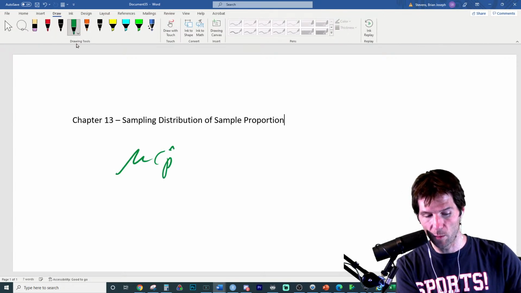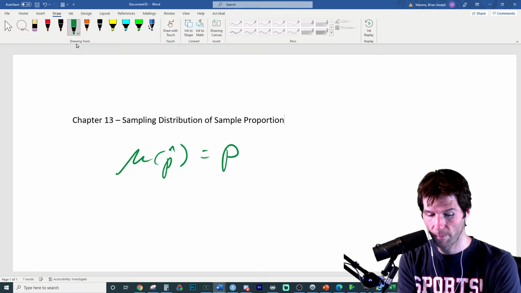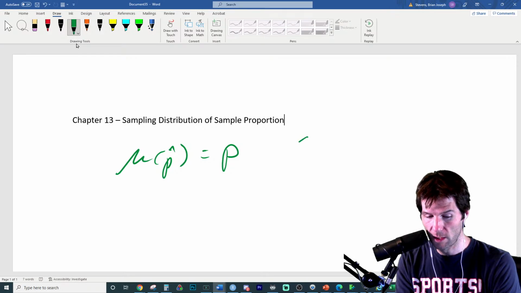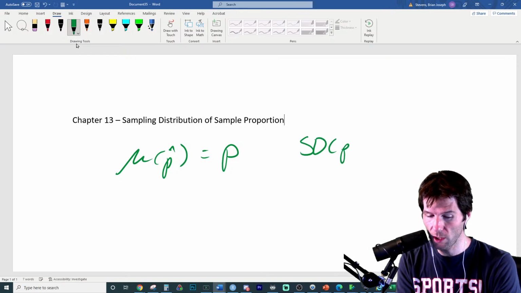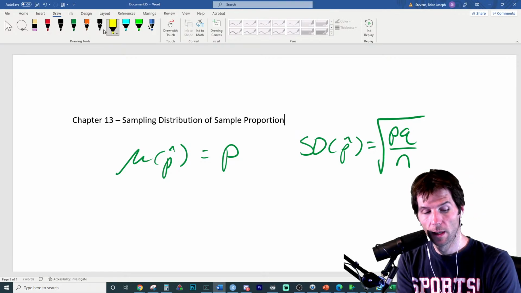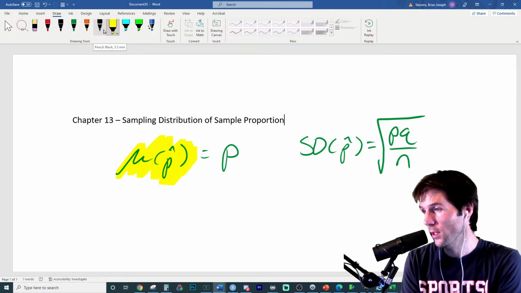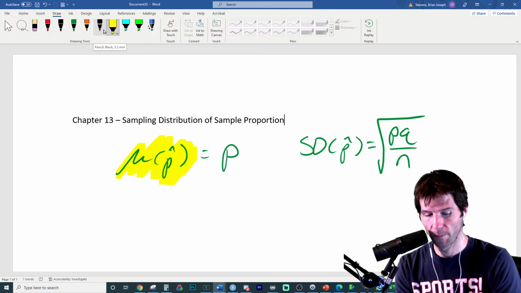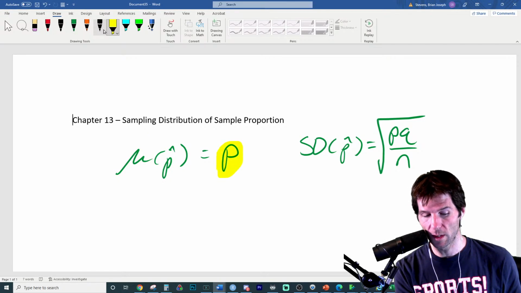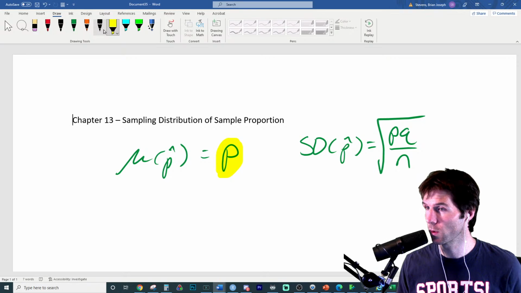Mu p hat, which is what we expect to see when we take a sample proportion, is equal to p. The second formula is standard deviation, which is the variation in a sample proportion, is equal to the square root of p times q over n. I'm going to highlight each thing as I talk about it. This is the expected value of a sample proportion. That's like, if I take a sample, I'd expect to see this in my sample. This is the true proportion, which would be something like 20% of UT is from Knoxville. We know this. This is the truth.